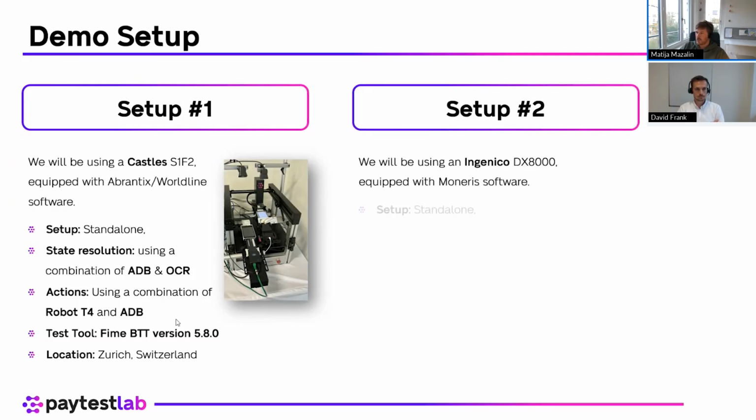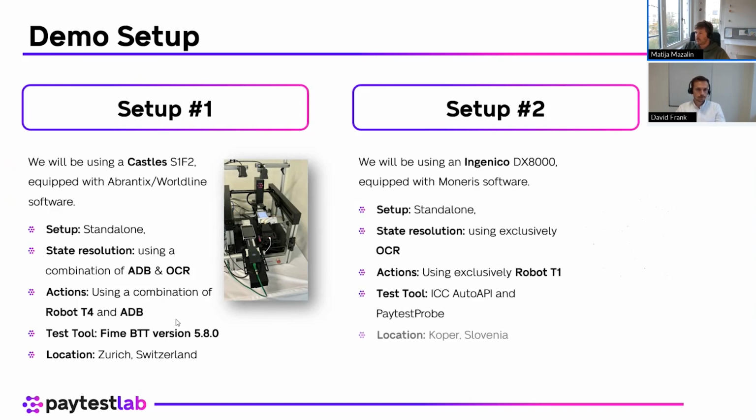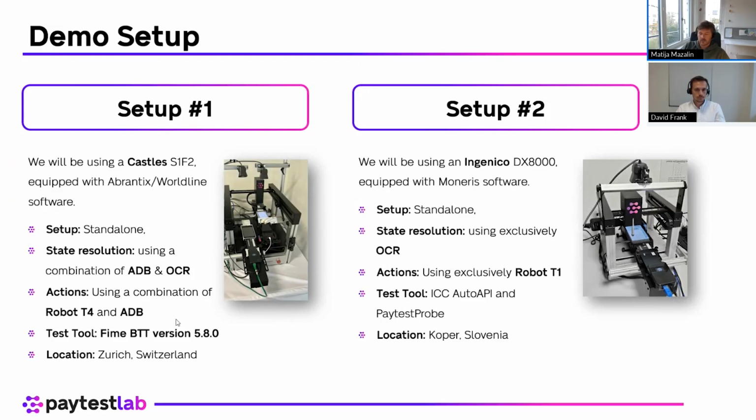And then we have setup 2, which will be using the Ingenico DX8000 equipped with Moneris software. Moneris was kind enough to let us show also a few of their test cases. The setup is still standalone. The state resolution in this case will use OCR exclusively. Maybe you can see on this setup there's a camera watching down on the terminal, but the terminal is also connected via USB to the PC. In that case, we have just camera and camera only.